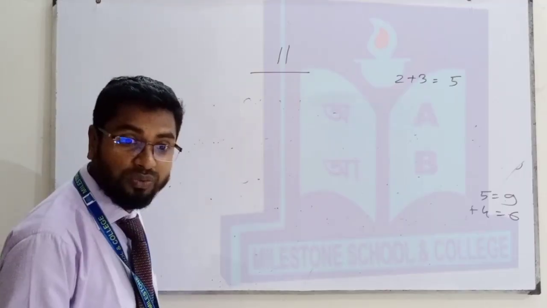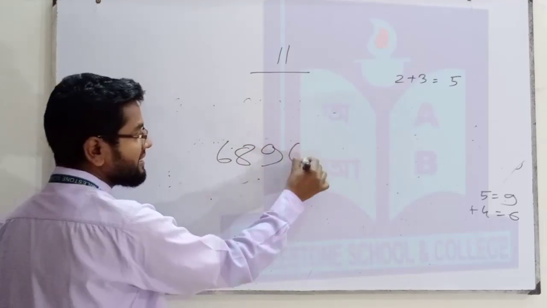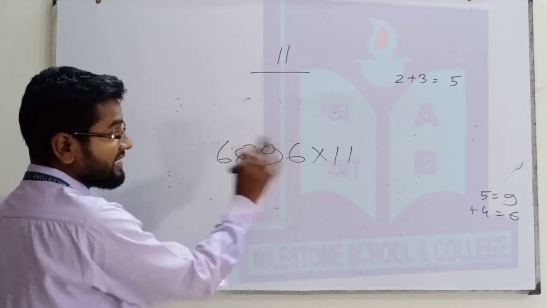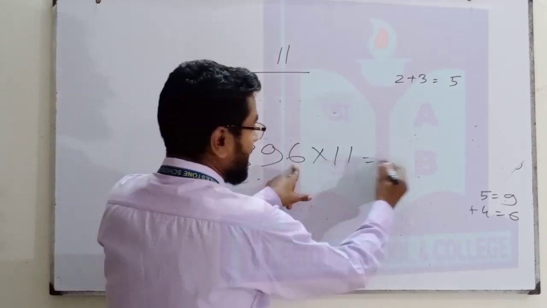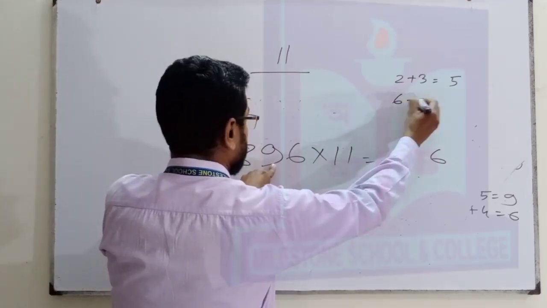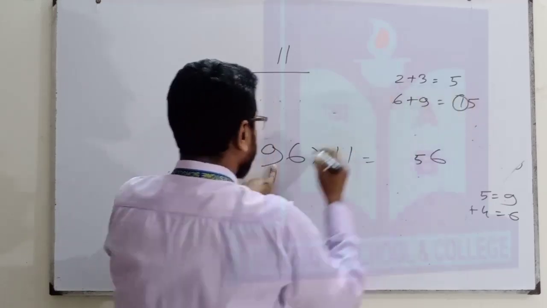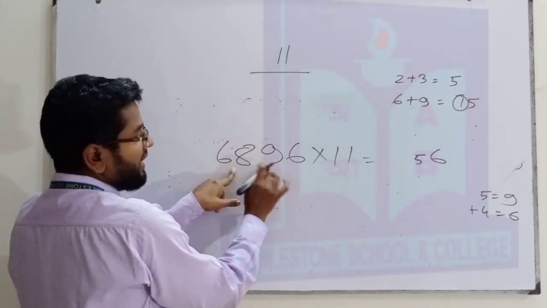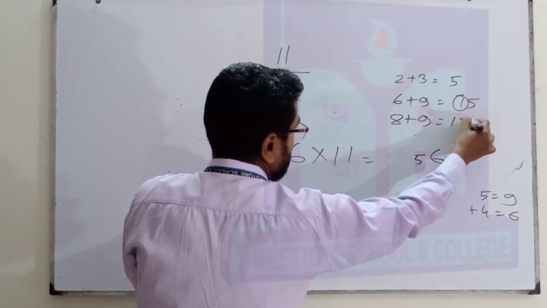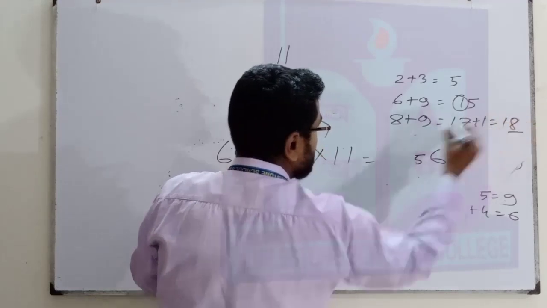Now I want to do the big one. See, 6896 multiply 11. What will be here? We know the last digit is fixed, 6. Then 6 plus 9. What will be here? 15. 5 will be there. 1 will be added with the next column. The next column will be the addition of 2 digits. 8 plus 9. It will be 17 plus 1. What will be here? 18. That 8 will be there.